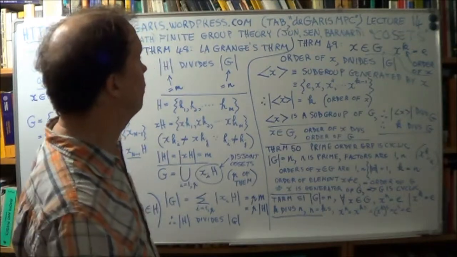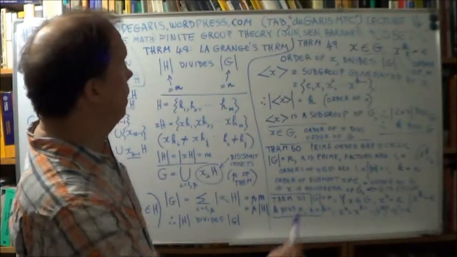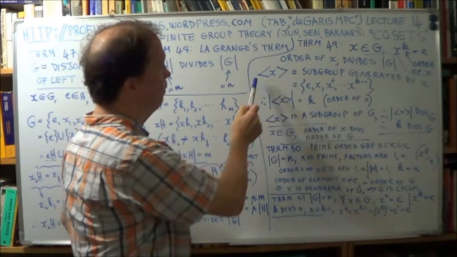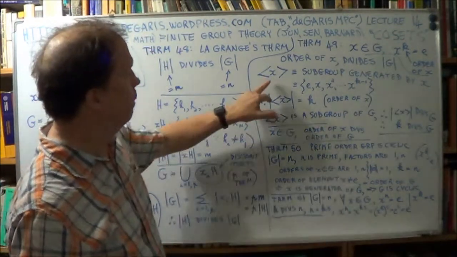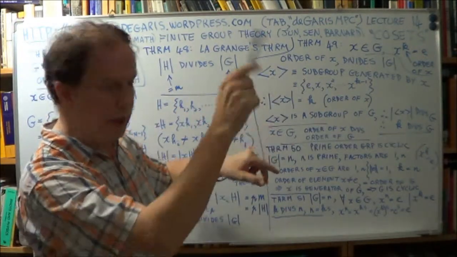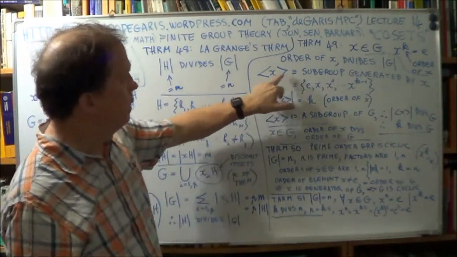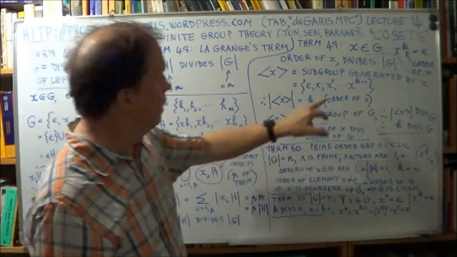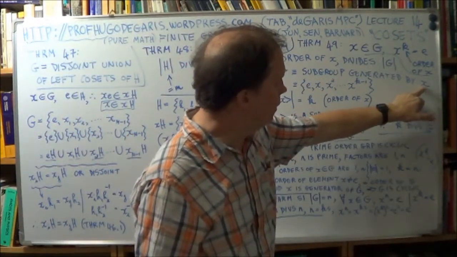Now, how to prove that? Well, can you remember this from an earlier lecture? You need to go back a bit. What is this, with the angular brackets? It's a subgroup. Now we proved that, that you generate from this element.